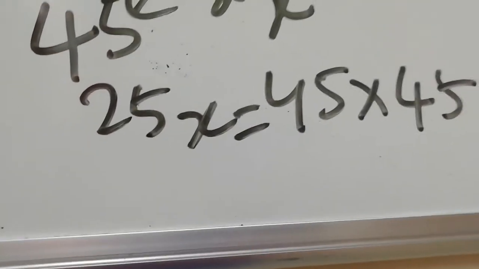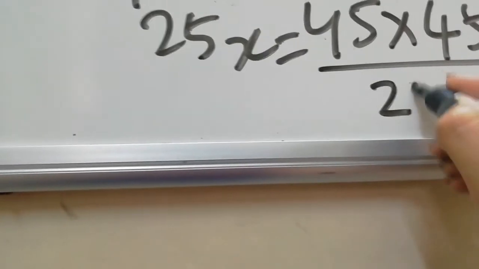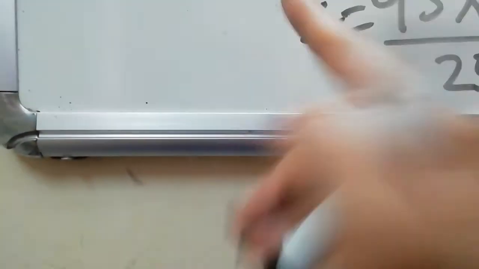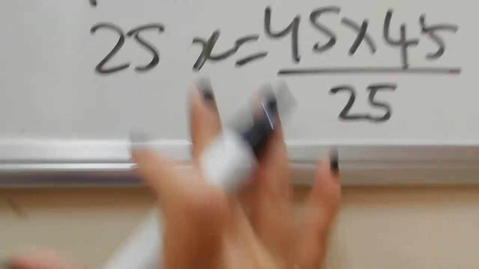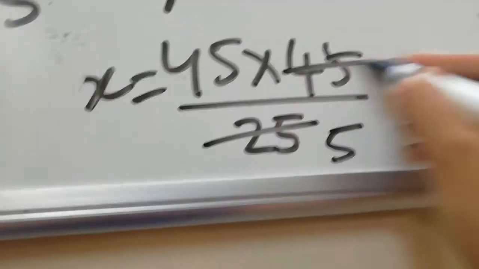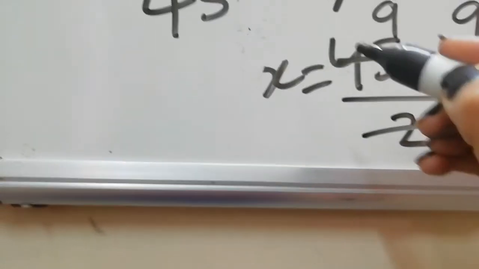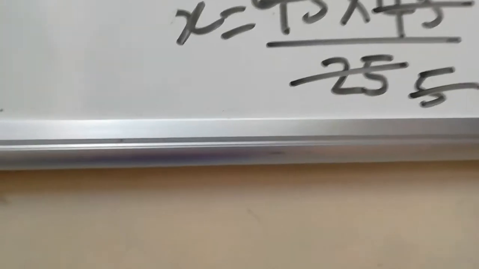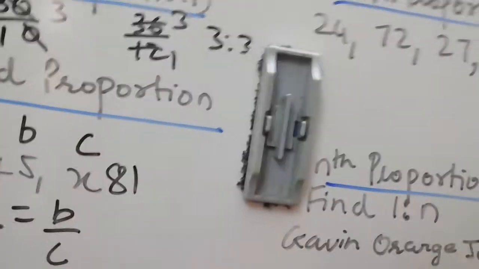Correct? Okay, now what will we do? We will simply keep the variable on one side and numbers on the other side. I will just get this 25 down, because here it is in the form of multiplication. Multiplication, when it goes to the other side, becomes division. So I have taken it in division form. 5 5s are 25, 5 9s are 45, 5 9s are 45. So can I say my x is equal to 81? X is equal to 81. So what is my third proportion? It is 81.